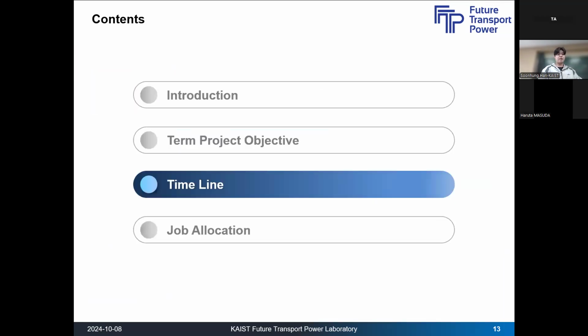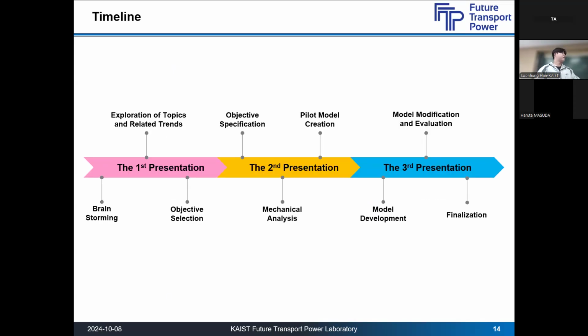Okay, next is the timeline for our team. This is the summarized version of our timeline. We've been through brainstorming and exploration of topics and related trends, and we also selected the objective. Before the second presentation, we will specify our objective and do some mechanical analysis, like calculating the power energy for the propulsion, and we will also create a pilot model. Before the third presentation, we will develop, modify and evaluate the models, and also finalize them.